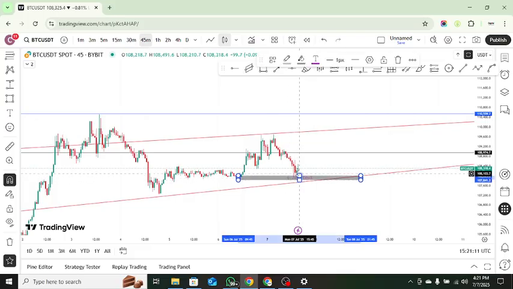Because it's bouncing up from a retailer's zone, remember the rule of demand and supply. When the market picks a demand zone, the target should be the previous supply zone. Now this was the supply zone, and this is a demand zone. The market has picked it. So what is the next level?